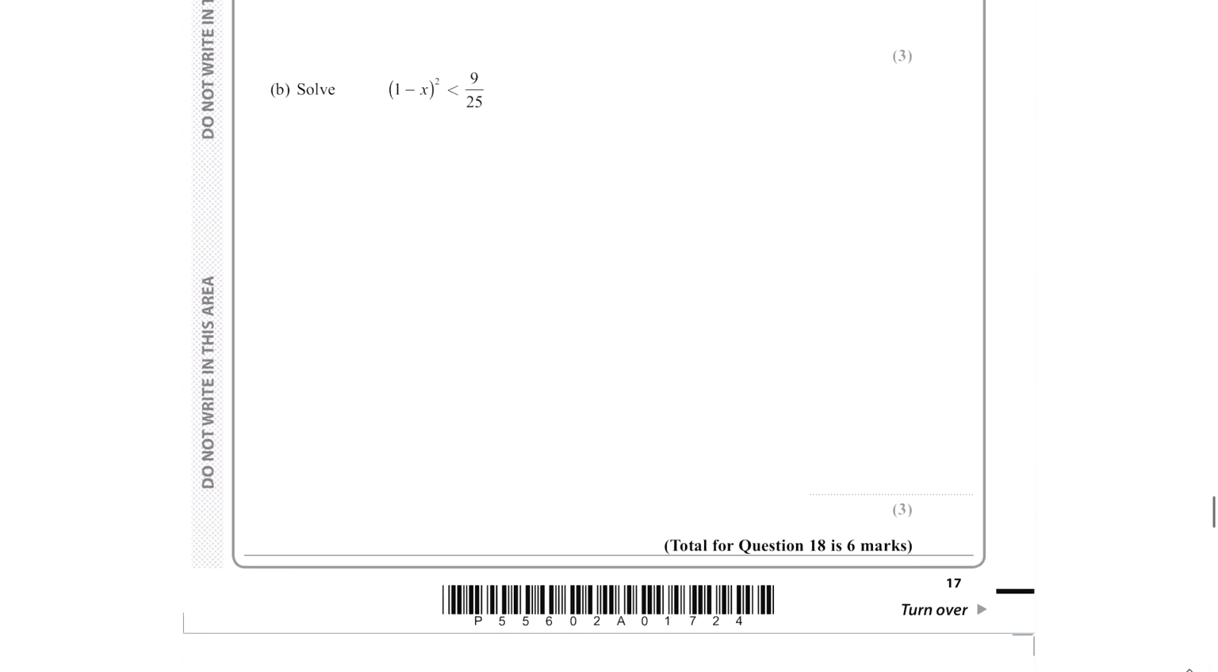So with B, before I answer this question, it's just worth bearing this in mind. So if you have x squared is greater than 4, if you square root both sides, when you square root a number, you end up with two values. So the square root of 4 is actually plus and minus 2. So in this case, you end up with x is greater than 2 and x is less than minus 2.